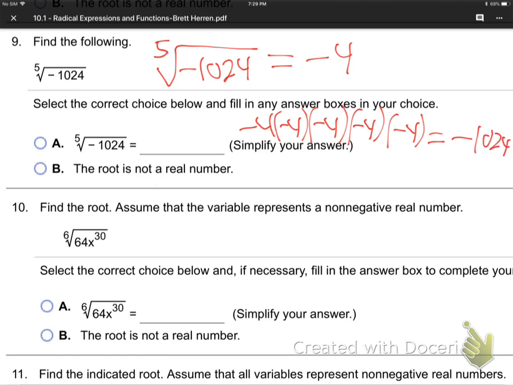So it's right. We good there? 5 negative 4s. 5 negatives makes it negative. Odd number of negatives makes negative, doesn't it? We good? All right. Let's keep it going.